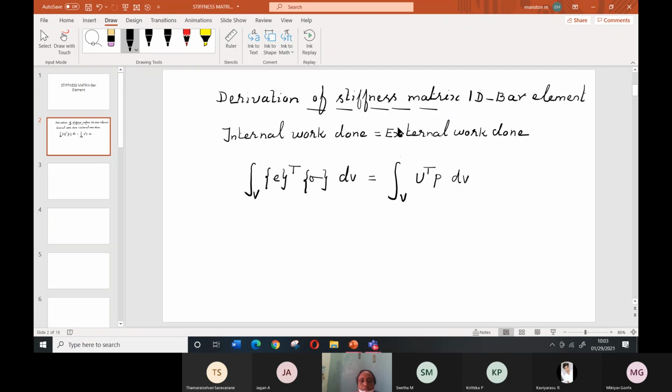So internal work done is equal to external work done. That's the principle of virtual work. What is the meaning of internal work done and external work done? Suppose you take your finger and press it with the other finger at the end. What will happen? The finger will deflect.